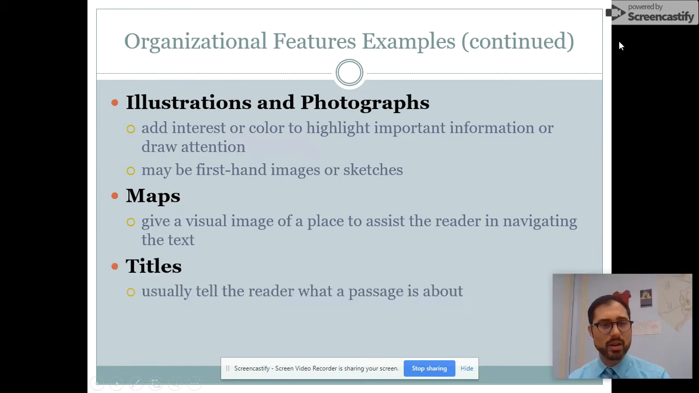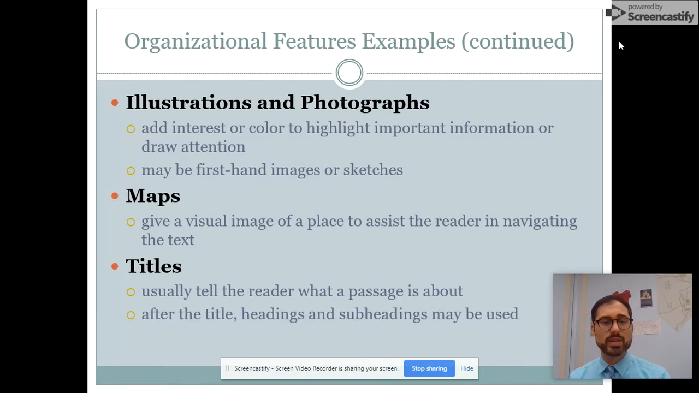And lastly here, we have the titles, which of course tell us what the passage is about. Sometimes the titles can cue us in and sometimes they throw us off. So titles, although simple, we always want to see why an author is naming them as they are.